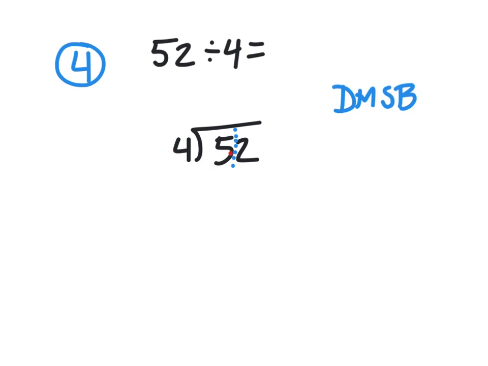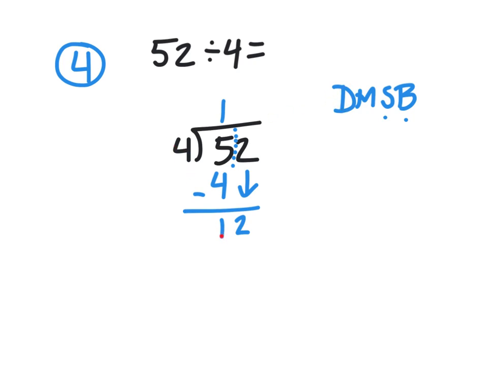Can 4 go into 5? And it can go into 5 one time. We are going to multiply 1 times 4, which is 4. We're going to subtract, and we have 1 remainder in the tens place, and then we're going to bring down the 2. Once we bring down, we repeat and go all the way back to division again.